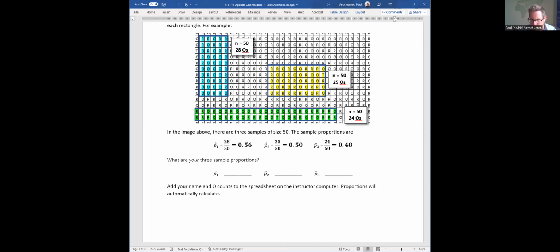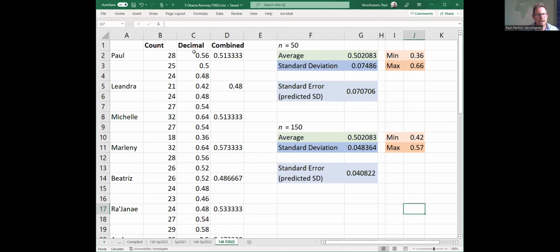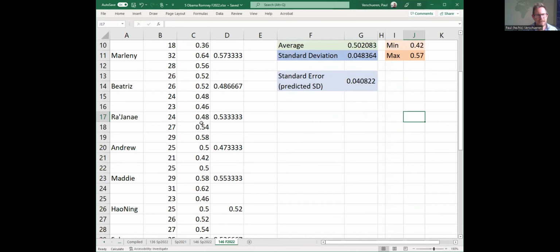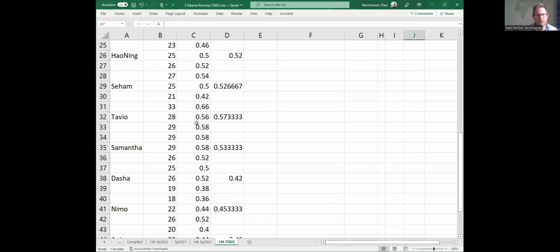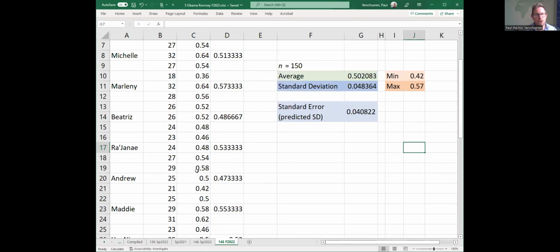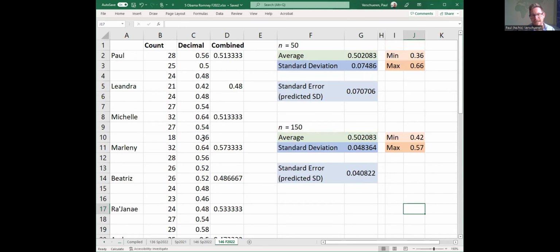So I'm going to switch my screen here and show you the result of what happened in class today. In class, my first 3 examples are there, and each student in class collected 3 samples. Column B here is the number of O's in their rectangle, and column C is the sample proportion. I'll talk about column D in a second. But notice that on all these, you see differences in numbers. I see some 60%, I see some 40%, I even see some 30%, but I don't ever see 20%, I don't ever see 70%. So this really shows that all the samples that came out of the whole room full of people varied, but they only varied so much.